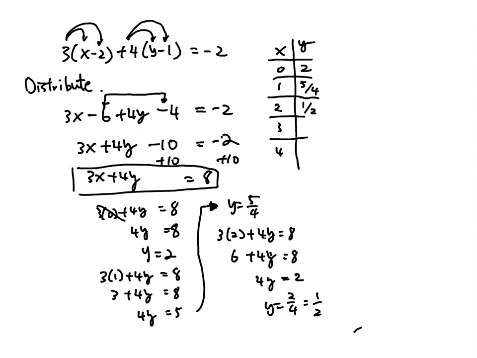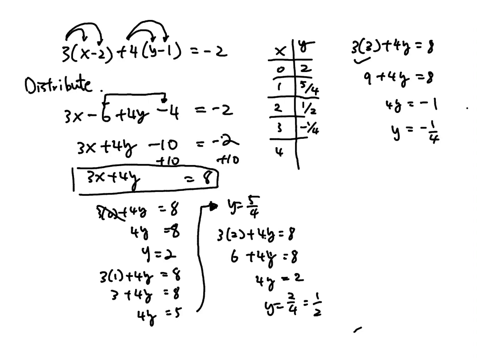Alright, x equals 3. So 3 times 3 plus 4y equals 8. 3 times 3 is 9. So 4y equals -1, and y is -1/4. Man, this is not getting any better. Okay, last one. 3 times 4 plus 4y equals 8. 12 plus 4y equals 8. Minus 12 on both sides. 4y equals -4. Hey, this one turned out decent. Divide by 4, y equals -1.